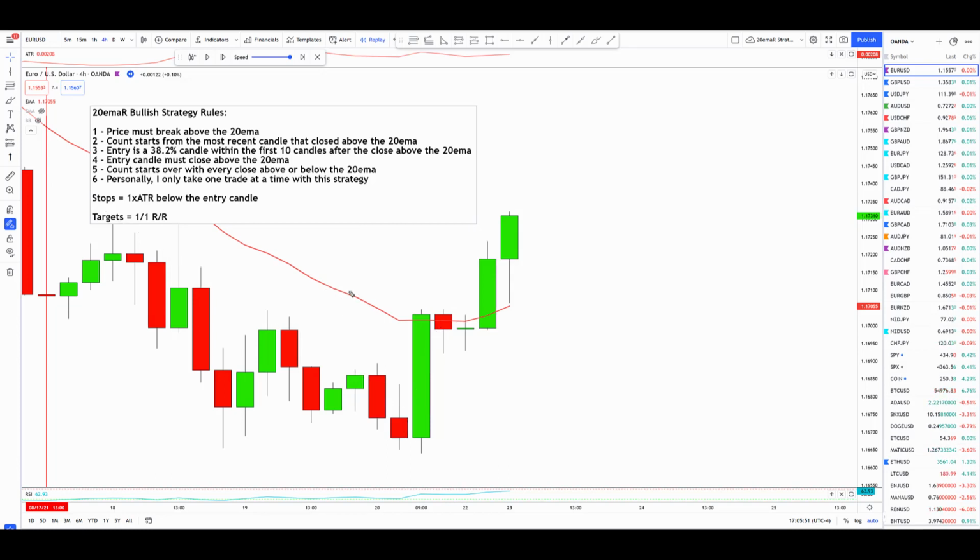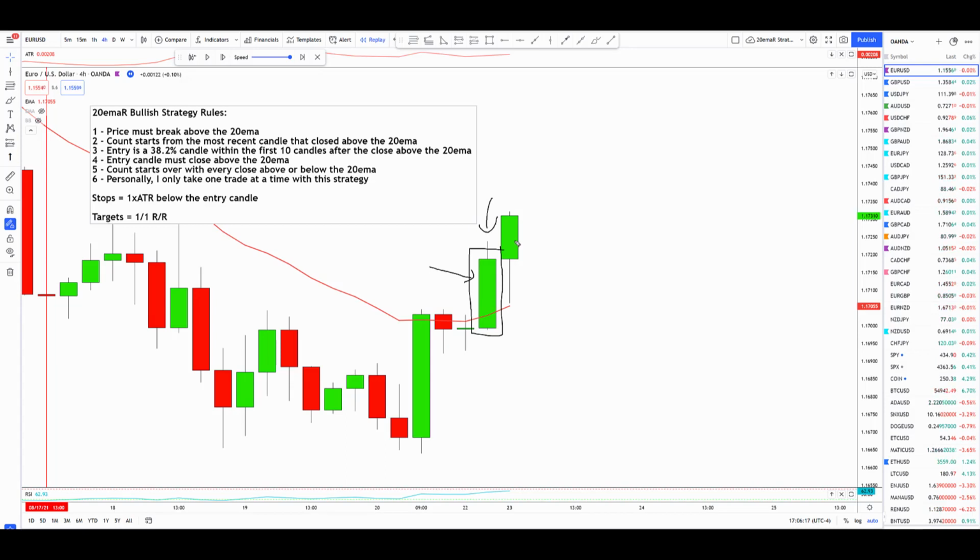After we get that, we start counting candles. The count starts from the most recent candle that closed above the 20 EMA. So what I mean by the most recent candle that closed above the 20 EMA is not this candle. Yes, I know this candle is a recent candle that closed above the 20 EMA. I mean the most recent candle in which the body of the candle touched the 20 EMA and it still closed above it. So that would be this candle.